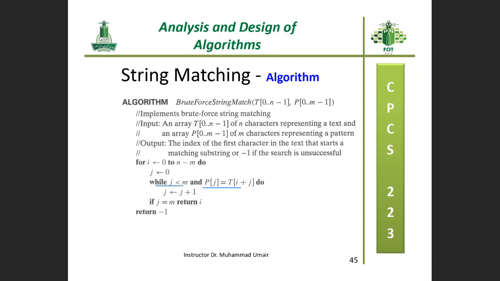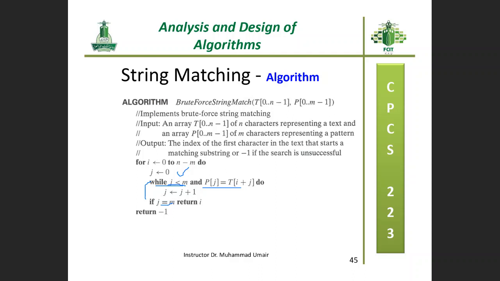For example, if this condition is false, what does it mean? It means j has reached m. So it will come out of the while loop and check if j is m. What does it mean? You have compared all characters successfully with the corresponding characters in the text, and you have found it.